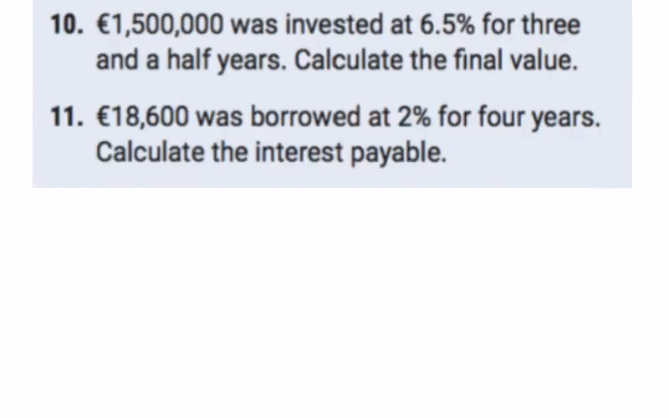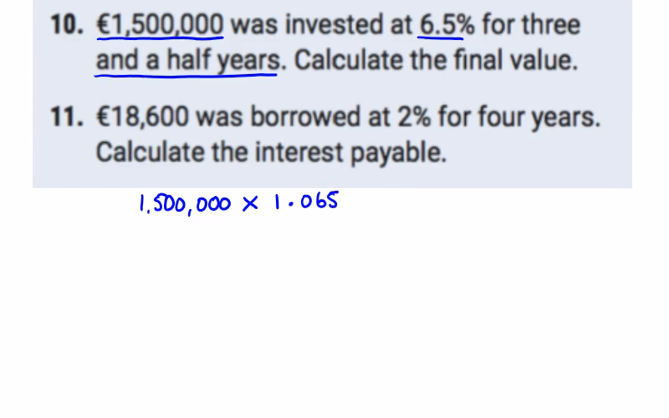Questions 10 and 11. 1.5 million was invested at 6.5% for 3.5 years. Calculate its final value. So there's the quick way to do these. We take what we invest, we multiply it by 1 plus the interest rate, 1.065. That will be 1 year, that will be 2, then it will be 3, and so on. So we have 3.5 years.